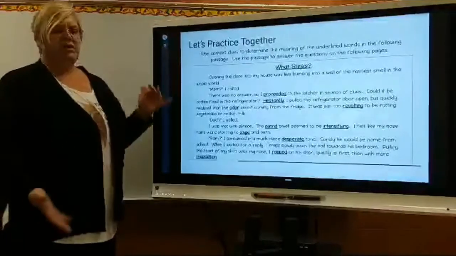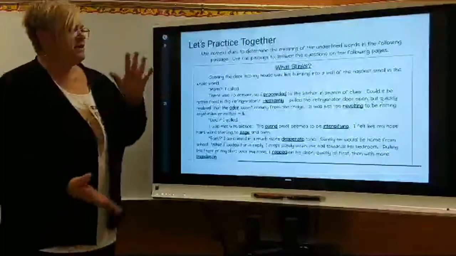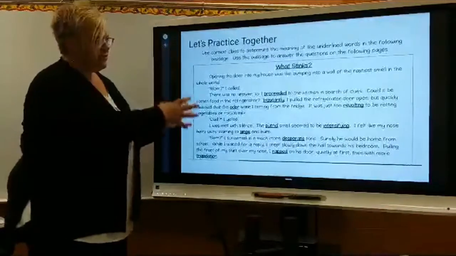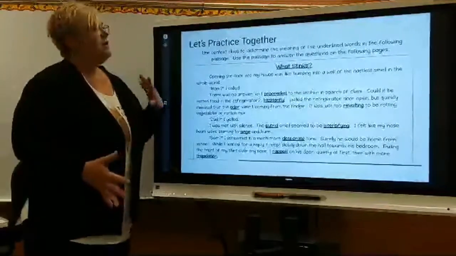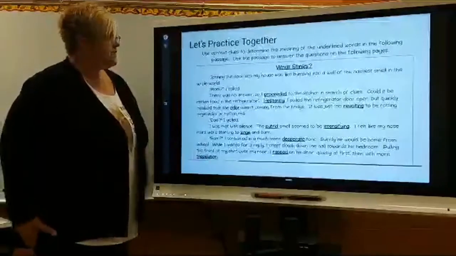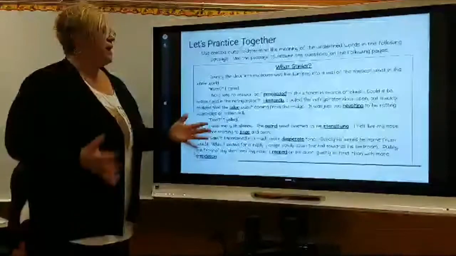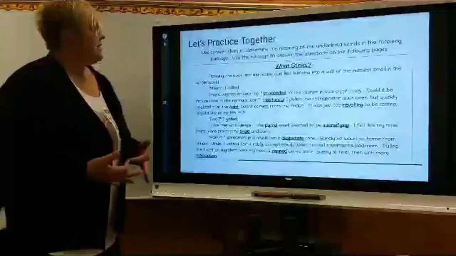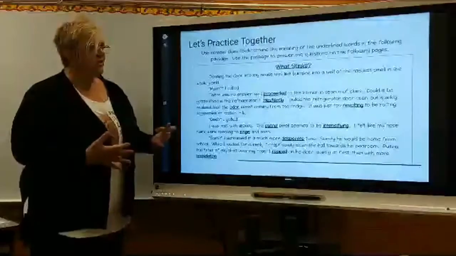I wouldn't want to use a whole page, not only for time, but because I want to focus in on just the understanding of context clues itself. So I would read this passage to them, and then we would go back. I want them to hear what I'm saying, and then we would go back.